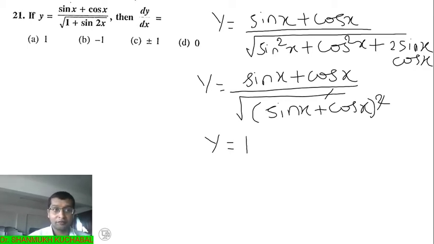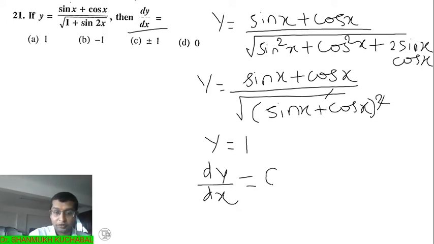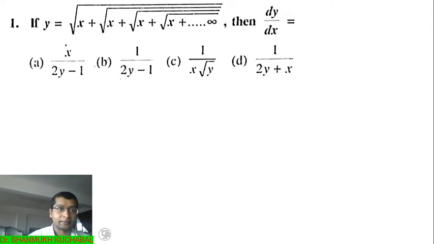Okay, further we should not take A as the answer because we need to find dy by dx. Differentiating this, y differentiation is dy by dx, and differentiation of 1, a constant, is 0, therefore option D is the right answer. Now we will move to our next example.